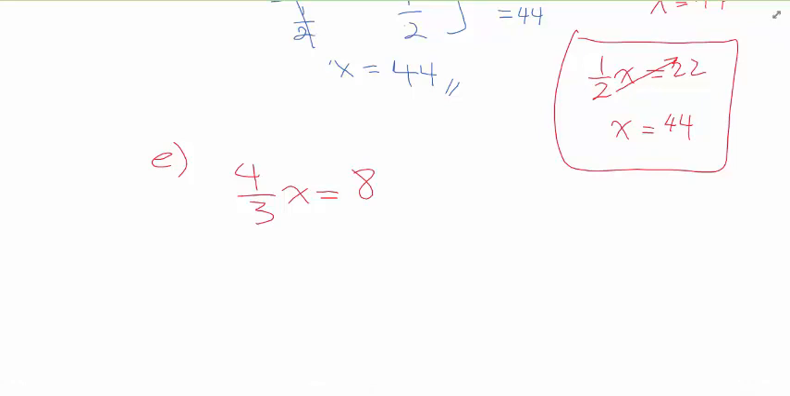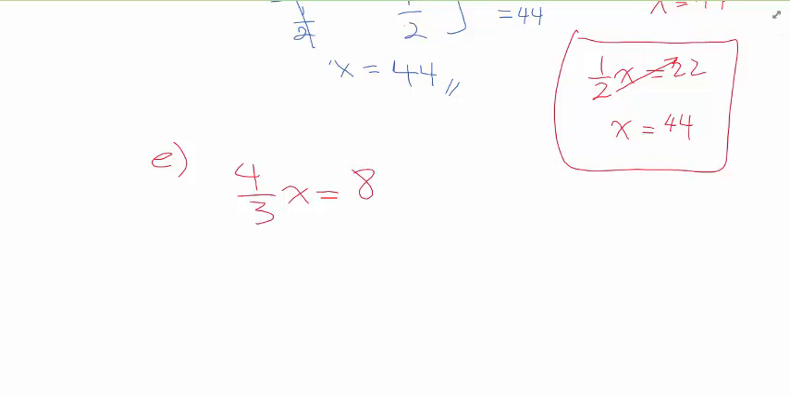I know some of you don't like working with fractions, so try to get rid of the fraction right away. How do I get rid of the fraction? Is it divided by what? Divide by 3. How do I get it divided by 3 to get out of there? You what? Multiply by 3 on both sides.